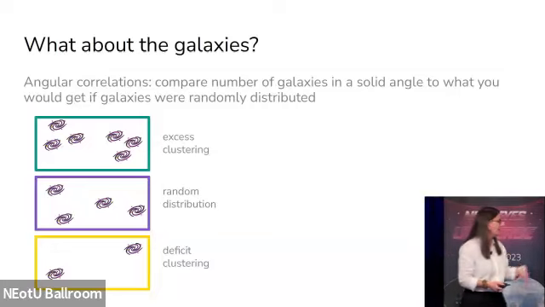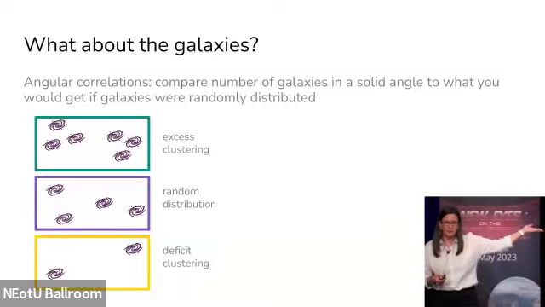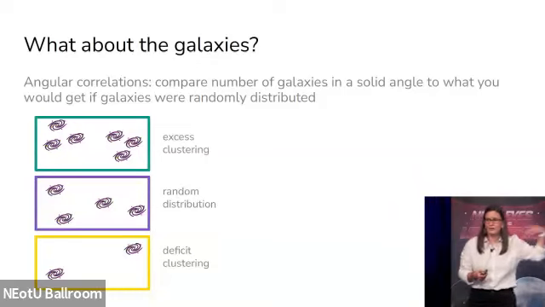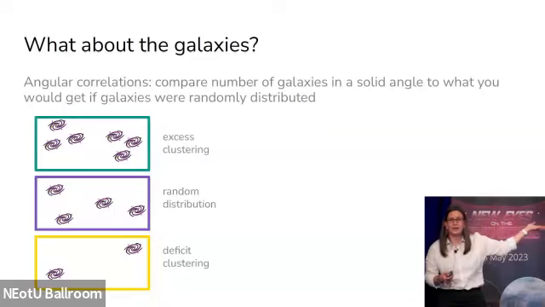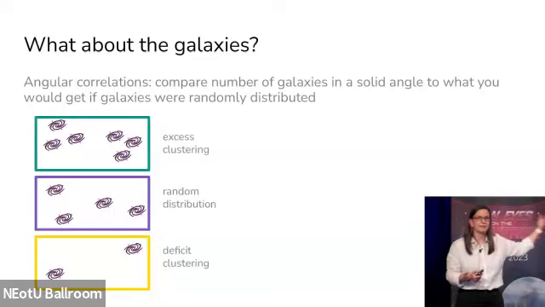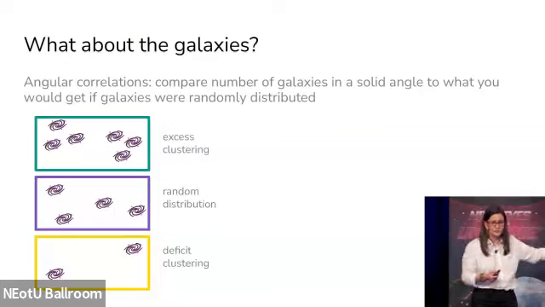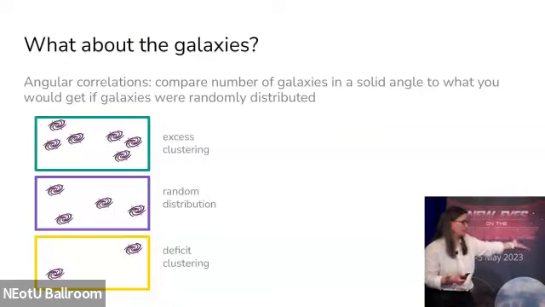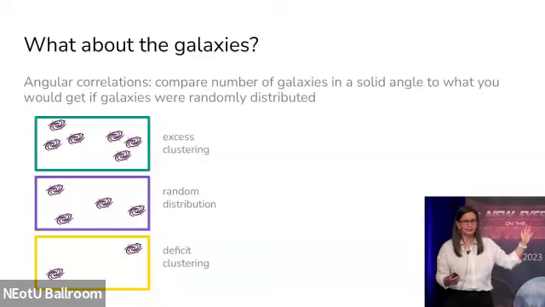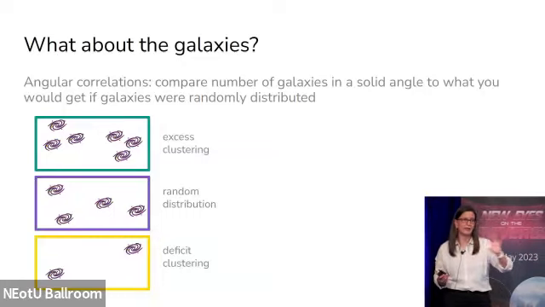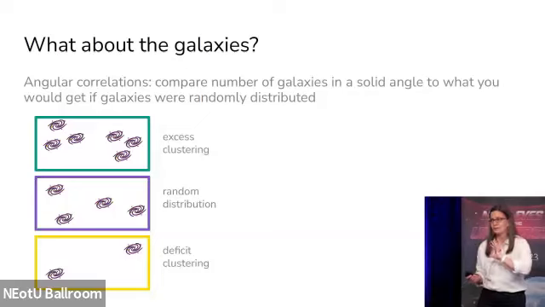So if you have a solid angle, as depicted by the purple box in the middle there, that's your random distribution. Then you take that same solid angle in your real survey and look to see if you have perhaps excess galaxies in there, so excess clustering, or perhaps a deficit of clustering. You can do this for a large number of solid angles, and so you can get the angular correlations, so how clustered your galaxies are on different scales on the sky.